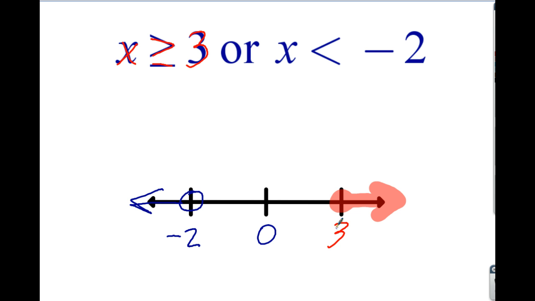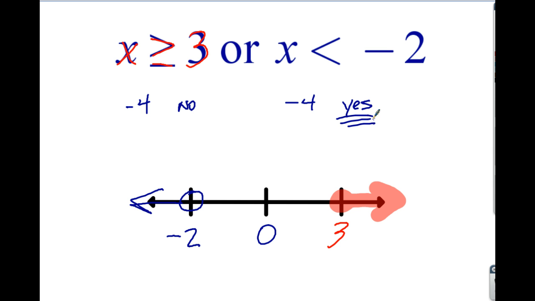Okay, so now we look at this and we say, okay, where can this happen? Well, let's see. If I pick a number that is lower than -2, -4, is -4 greater than or equal to 3? No. Or is it less than -2? Yes. So if yes is your answer for one of the two here, right? So here, -4, no. Here, -4, yes. Okay, if I get yes for either one of them, or even both, then my answer works, okay? Then it is part of the solution.